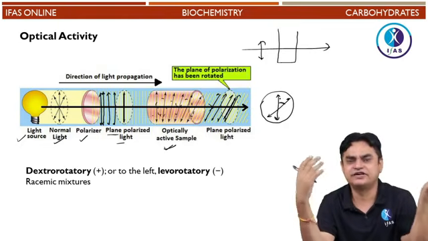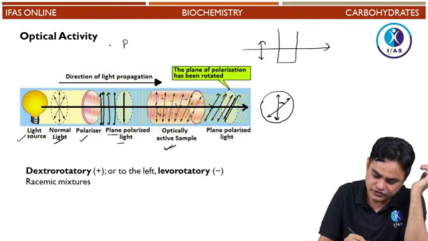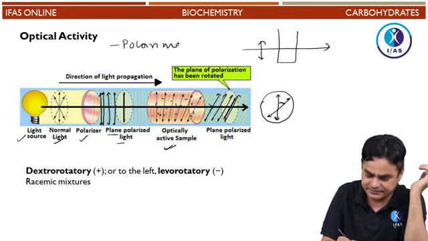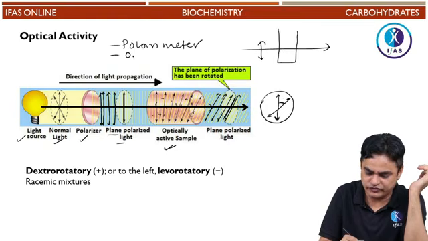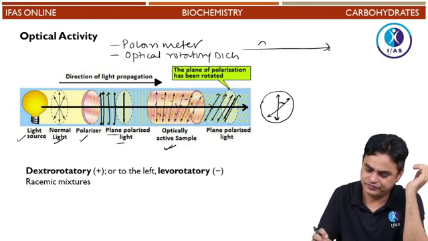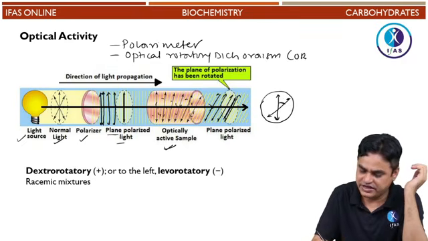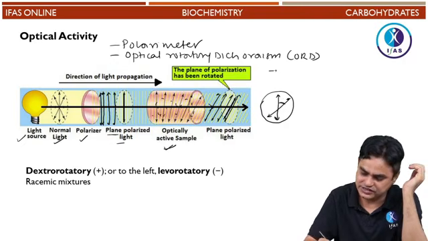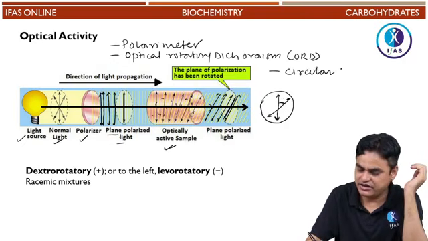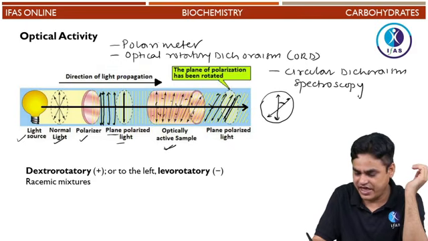So to predict whether a substance is optically active or optically inactive, you have to utilize either a polarimeter, or optical rotatory dispersion, referred to as ORD, or further higher techniques which could be utilized, such as circular dichroism spectroscopy. All these techniques depend upon the optical activity.